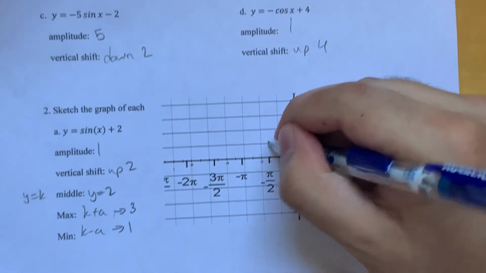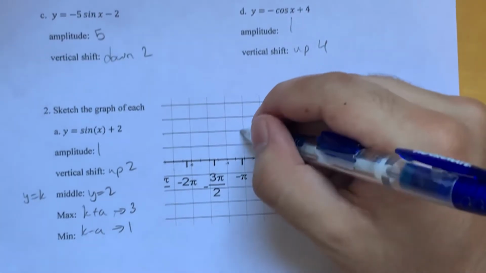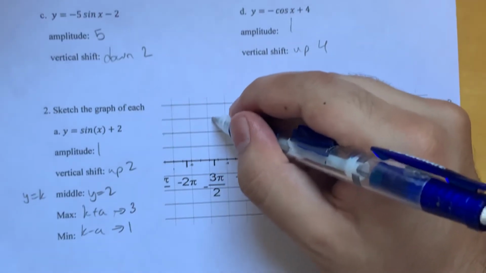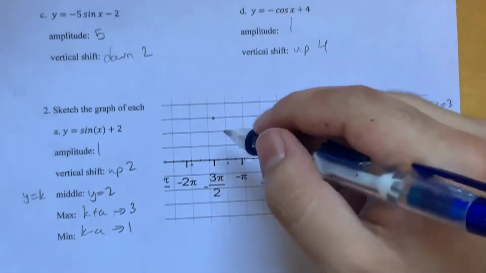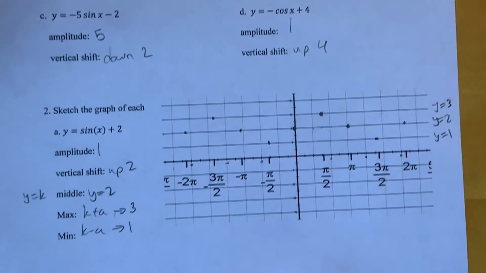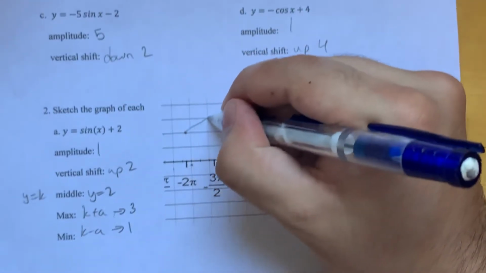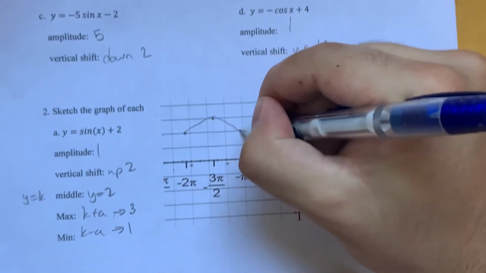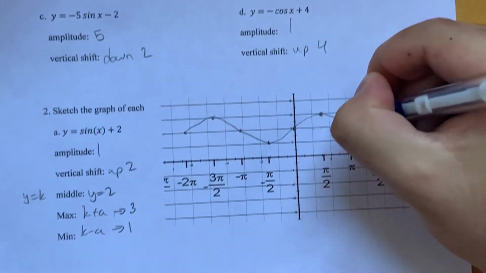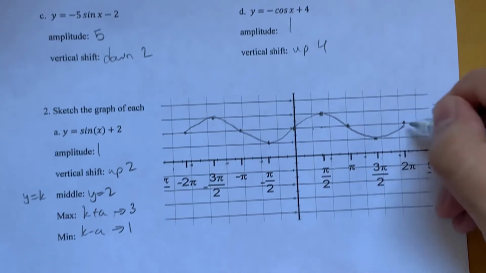So let's do the left side. Negative pi over 2, move down to 1. Negative pi, back up to 2. Negative 3 pi over 2, it's going to be up to 3. And then negative 2 pi, back down to 2. All right, so then I'm going to draw it. Really, really ugly drawing. And it's going to come back up. And that's it. That's our new one.